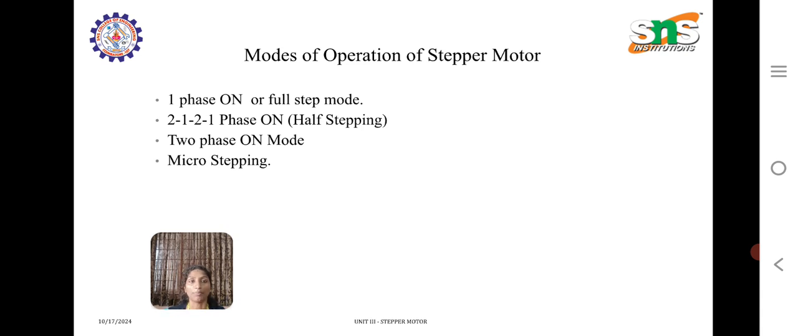Coming to the modes of operation of the stepper motor, we have four modes of operation: one phase on or full step mode, 2-1-2-1 phase on, which is called half stepping, two phase on mode, and micro stepping. These are the four modes of operation in which a stepper motor works.